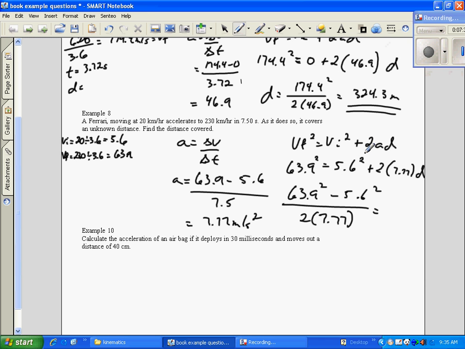Okay, so to do that on your calculator, you would go left bracket, 63.9 squared minus 5.6 squared, close bracket, divided by bracket, 2 times 7.77, close bracket, equals. What have you got? 260.8 meters.